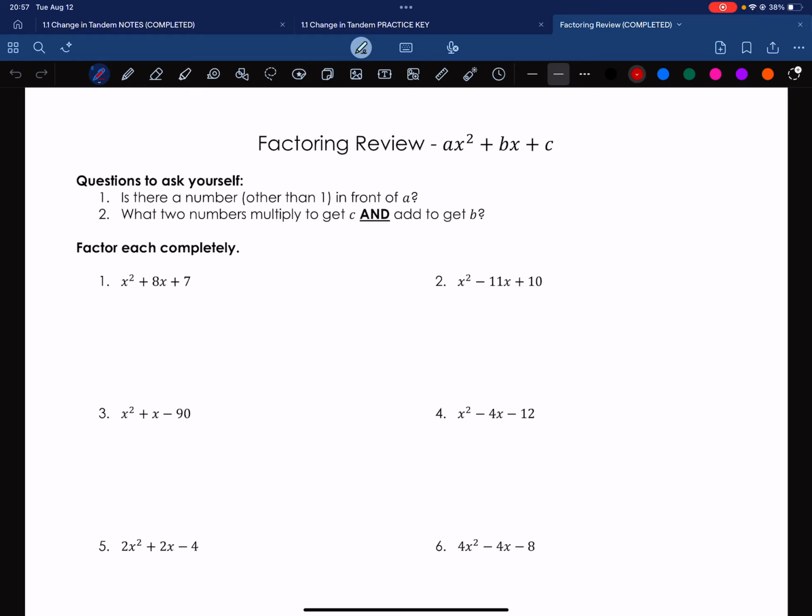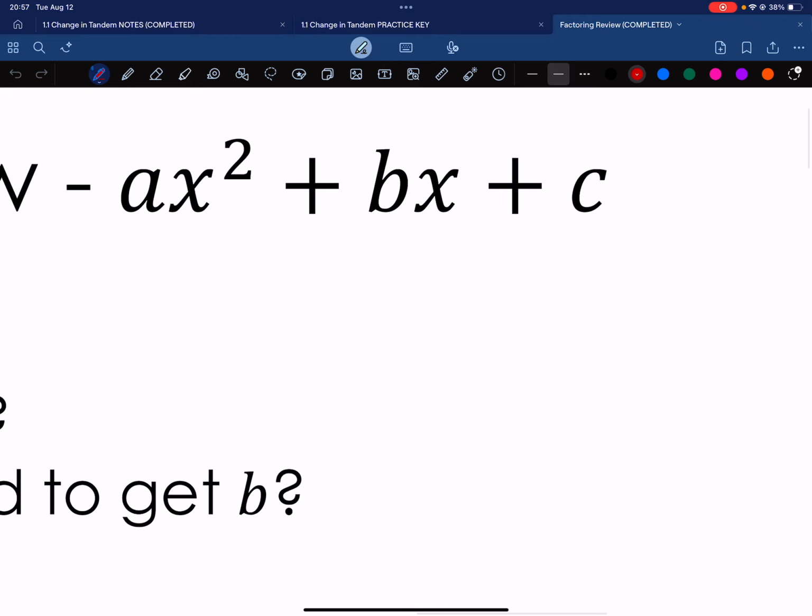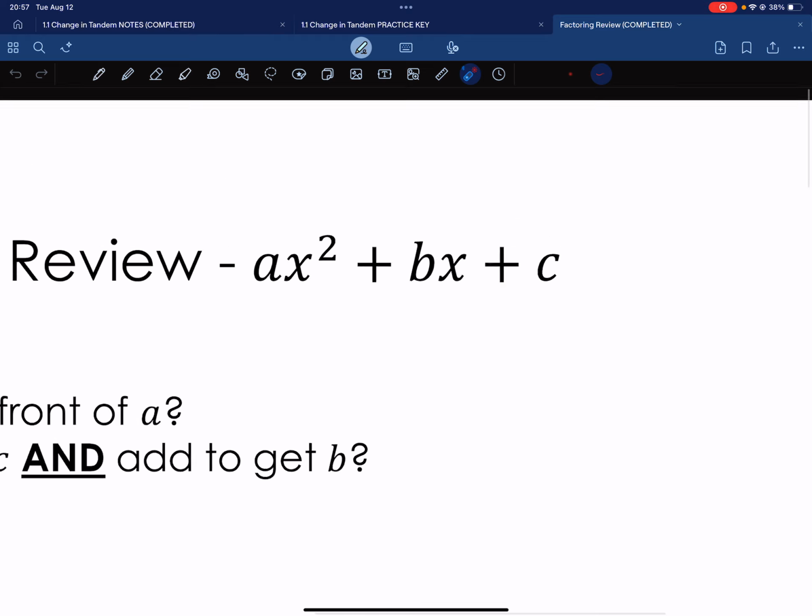In this video, we are going to review some factoring. So first thing is that we have our quadratic equation in the form of ax squared plus bx plus c. So a will always be with your x squared term, b will always be with your x term, and your c is your constant, which means it has no variable with it.